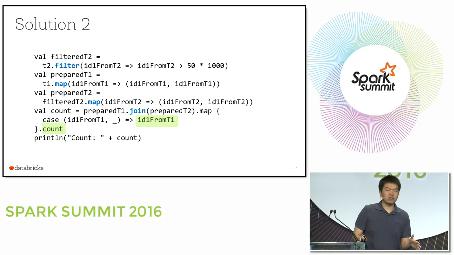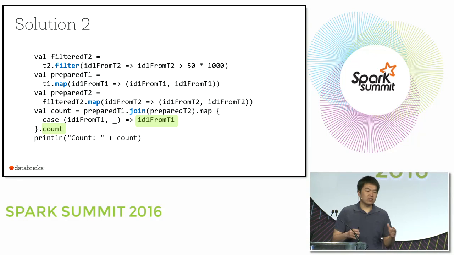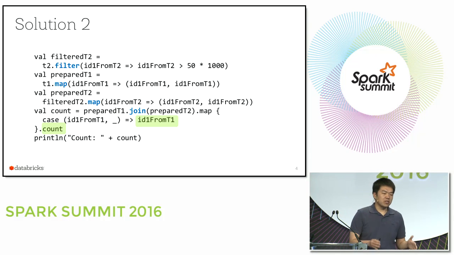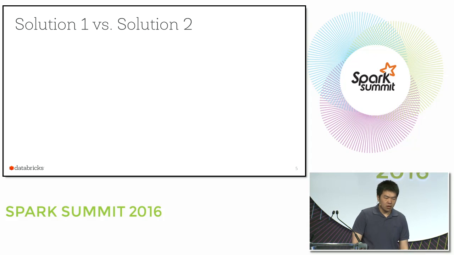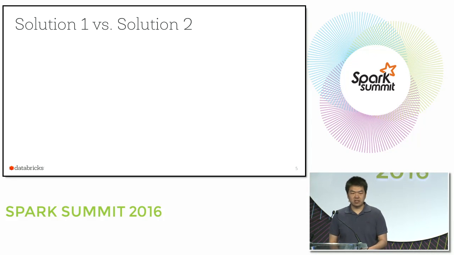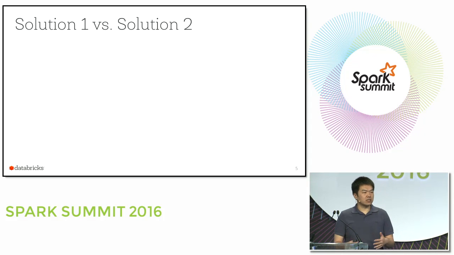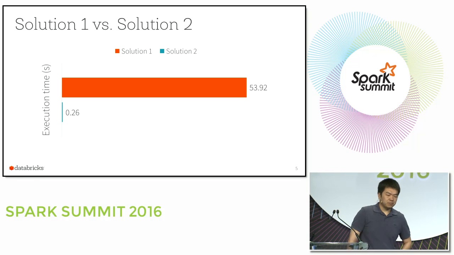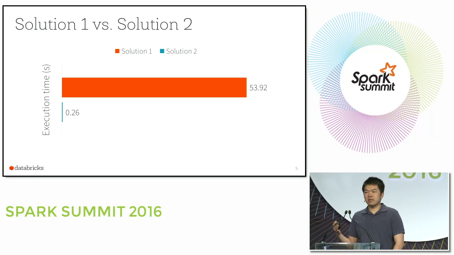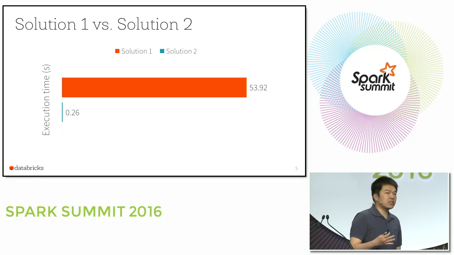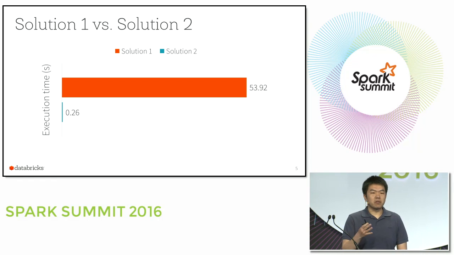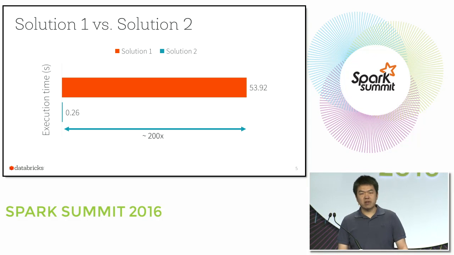So these two versions of the program look like they have roughly the same amount of code, but actually they have totally different performance. I compared the performance of these two versions using Databricks Community Edition. In my test, T1 had 100,000 rows, and T2 had 10,000 rows. And here's the result. The first version took about 50 seconds. However, the second version only took 0.25 seconds. That is a 200x difference.